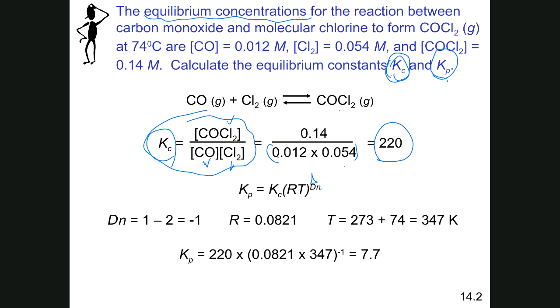When you have the value for Kc, you need the delta n in order to change that to Kp. The universal constant has the value 0.0821 liter atmosphere per mole Kelvin. You have to get this number memorized. Then the temperature must be in Kelvin. Delta n is the number of moles of gaseous product minus the number of moles of gaseous reactants. We have one product and two reactants, and that's where we get the delta n. Then we calculate the Kp based on that.